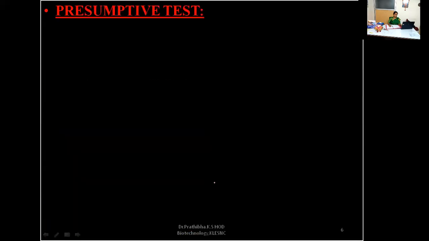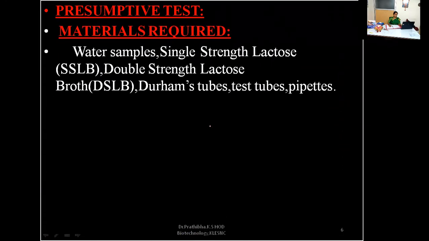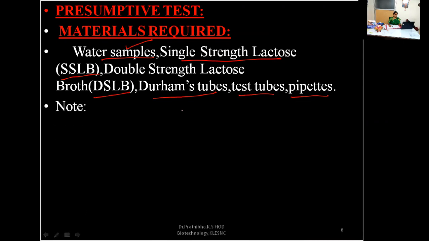Now let us go through the presumptive test first. Materials required for the presumptive test. We need a water sample, which may be a contaminated water sample, pond water sample, drinking water sample, or sewage water sample. Then we need single strength lactose broth, in short SSLB, and double strength lactose broth. Then we need Durham's tubes, in which gas production can be seen. Then we need 15 test tubes and a sterilized pipette. These are some of the requirements of the presumptive test.